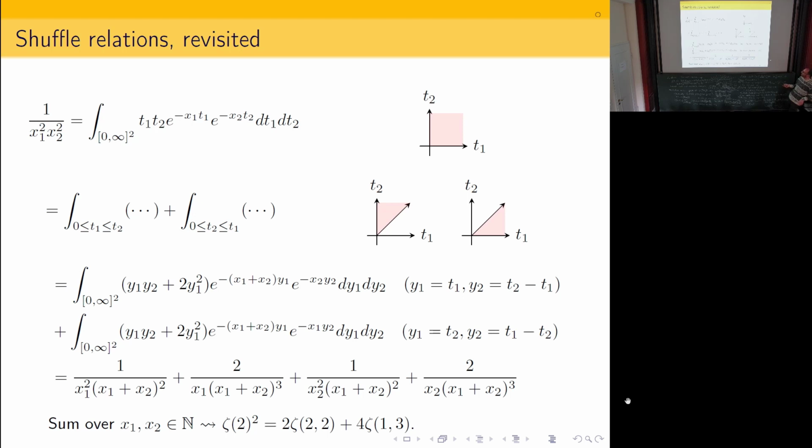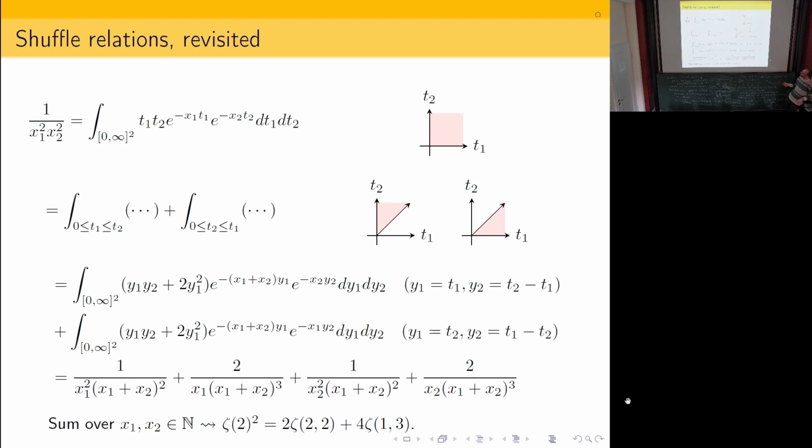And you can immediately also see that you could have already guessed this relation by just doing some partial fraction decomposition. But I like to present this as a decomposition of cones because of the title of the talk. Okay, so this is how I want to think about shuffle relations. And that's the two-variable case.